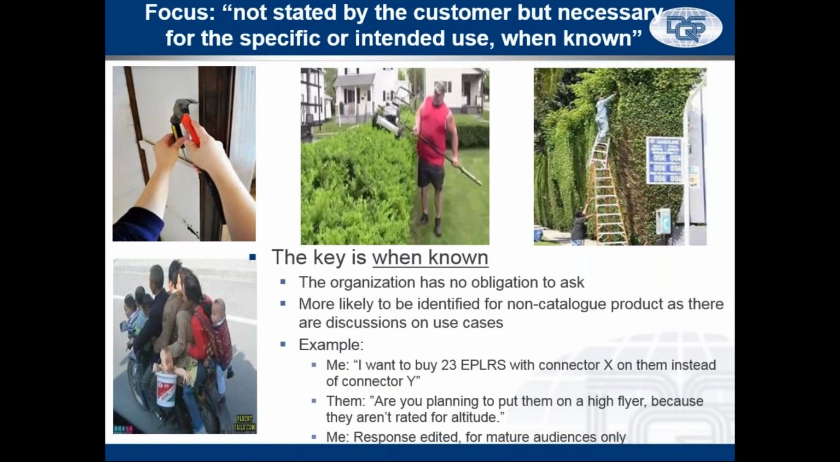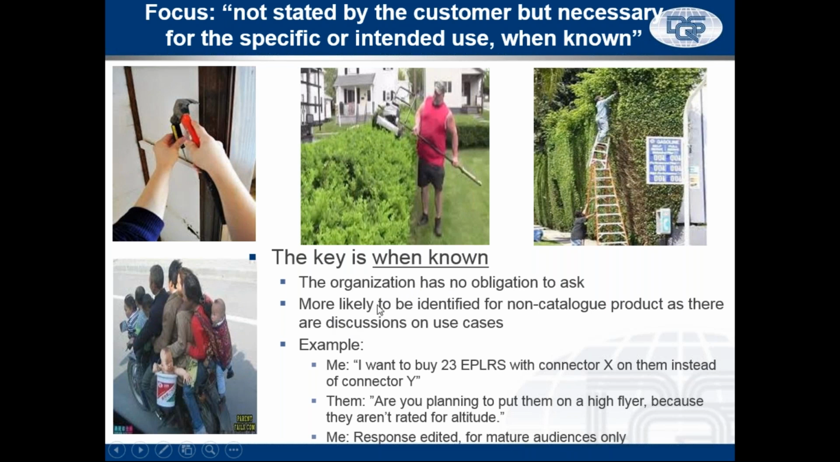I promised a chart on "not stated by the customer, but necessary for specific or intended use, when known." So I found this picture of Mr. Brannick trimming his hedges on the weekend. Is that an intended use for a lawnmower? No, not really. Is it potentially something that would be known? No, not really. So the thing you have to keep in mind here is that the organization has no obligation to ask. These are the key words: when known.